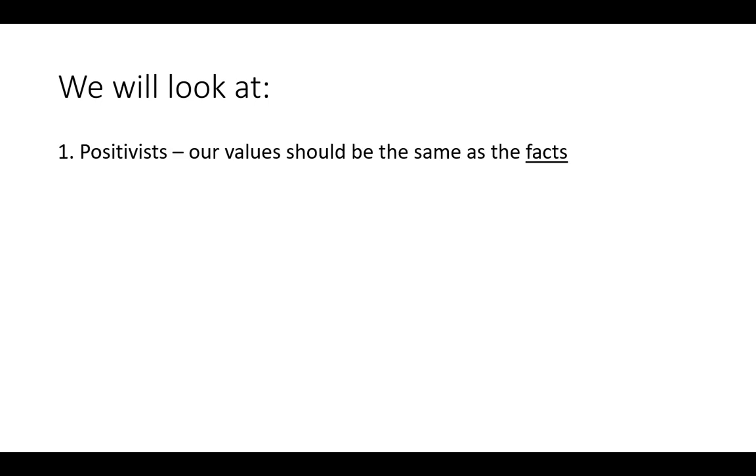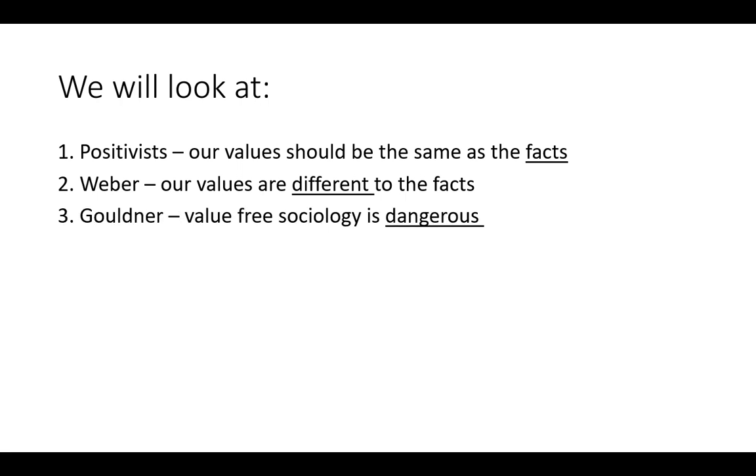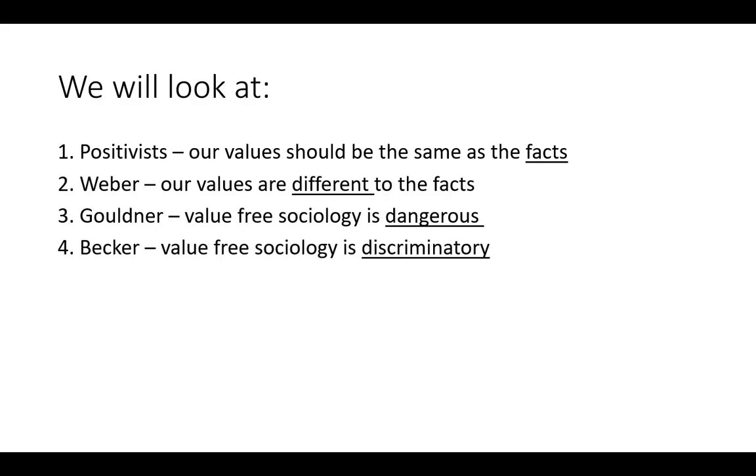So we're going to look at the positivists, who say that we should not use values. Our values should essentially be the same thing as facts. Weber is going to say that values are different to facts and they should be separated. That's why he's the father of modern interpretivism. Gouldner is going to say that value-free sociology is dangerous, so positivism is dangerous according to Gouldner. And Becker is going to say that value-free sociology, that is positivism, is discriminatory.